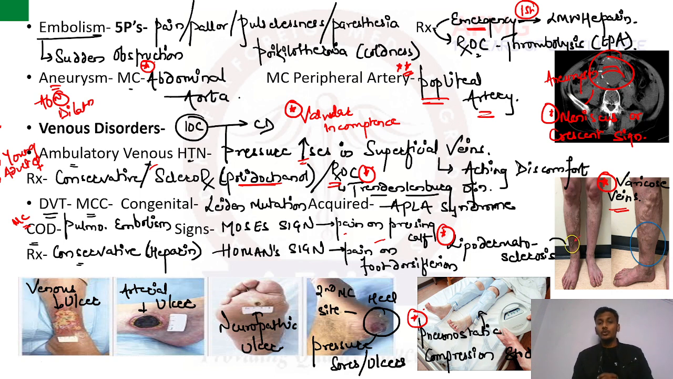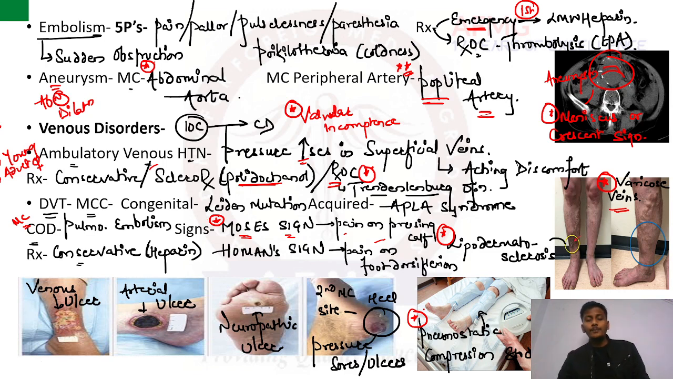Then two important signs, and these are important because questions have been asked. If you are examining a patient of DVT, first of all you will try to press the calf. Whenever you press the calf, there would be pain, and this is known as the Moses sign. So pain on pressing the calf is known as the Moses sign, right?